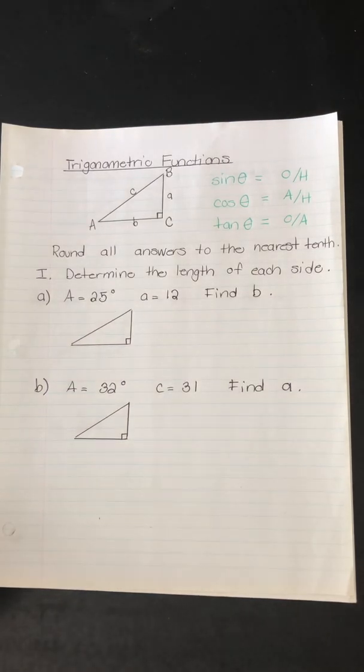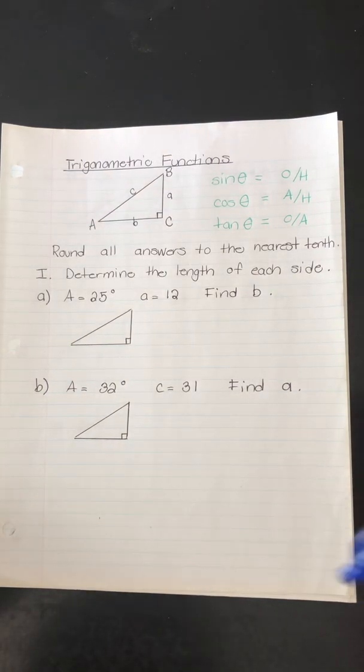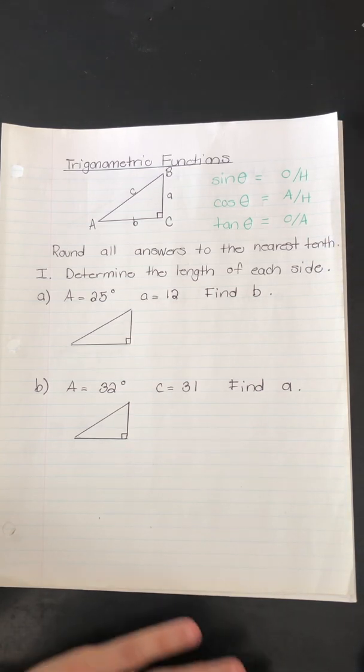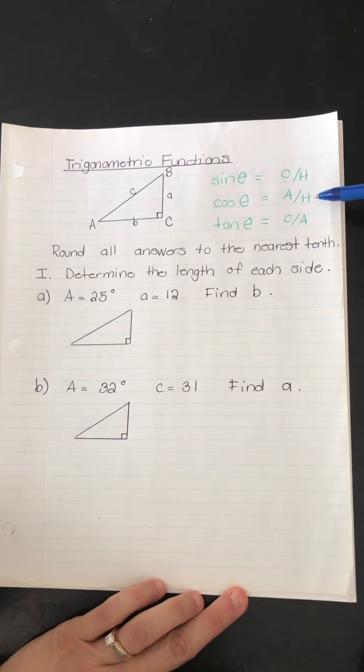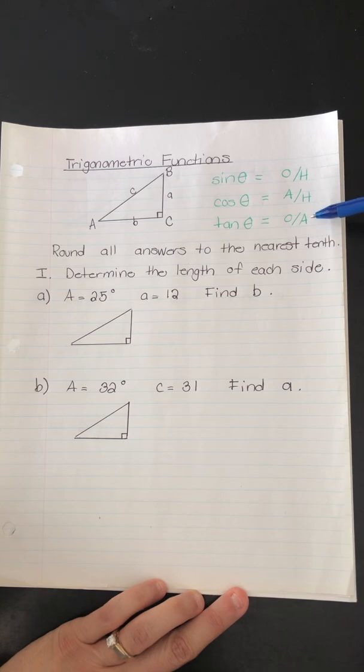Good day. We're going to continue our look at right triangles now by taking a look at the three main trigonometric functions. These are sine, cosine, and tangent. Each of these is a ratio of two side lengths in the triangle. So sine is opposite over hypotenuse, cosine of the angle is adjacent over hypotenuse, and the tangent of the angle is the opposite side divided by the adjacent side length.